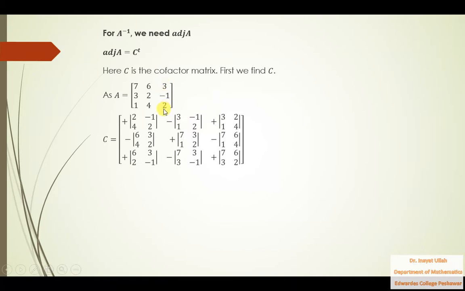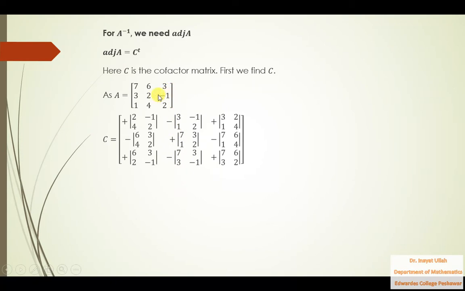Excluding this 3, this column and this row will be excluded, and we are left with 3 2 1 4. That is the cofactor of 3. Similarly, this 3 will be replaced by its own cofactor, excluding this column which contains 3 and that row which contains 3, so we are left with 6 3 4 2, along with negative sign. This is the cofactor of 3. Similarly, excluding that row which contains 2 and that column which contains 2, we are left with 7 3 1 2. This is the cofactor of 2.